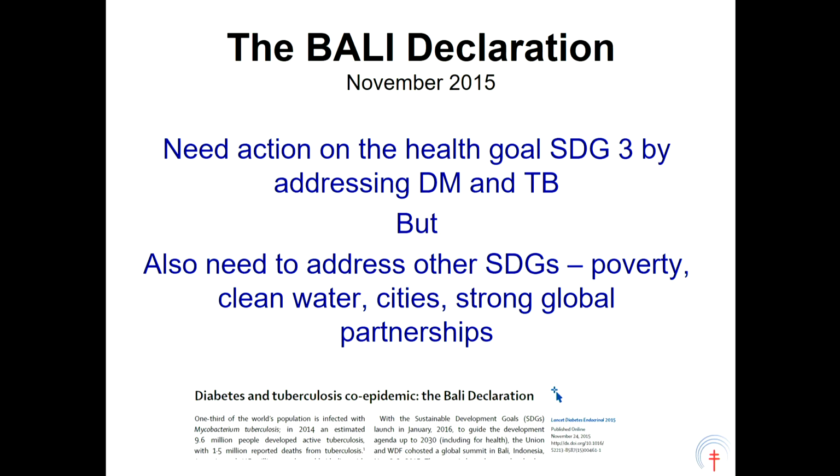But they also understood that if we work within the broad framework of the SDGs, and we address things like poverty, clean water, clean energy, cities, we engage in strong global partnerships, these actually indirectly will help to reduce both TB and diabetes incidence and mortality.